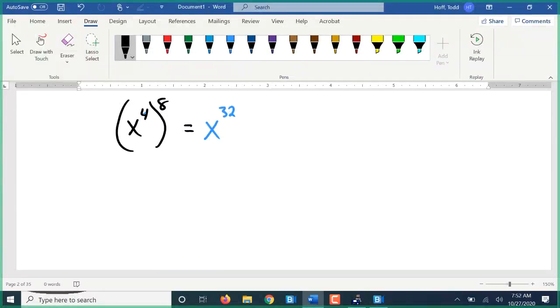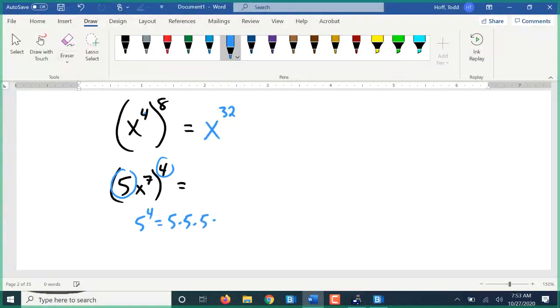We did not last week, however, add a number, a coefficient in front of that variable. So we might have 5x to the 7th to the power of 4. But we still do 5 to the power of 4. 5 to the power of 4 is still 5 times 5 times 5 times 5, which is 625. And then we do the names. X to the 7th to the power of 4. 7 times 4 is 28, so that is x to the power of 28.